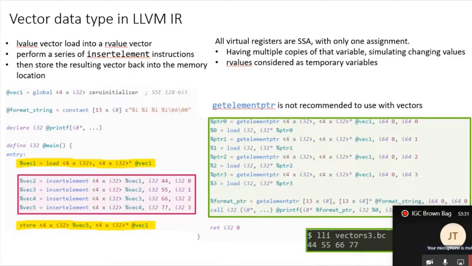Now, suppose we have a zero initialized vector in the global memory location, and we want to store elements into it. Now the question is how to modify the contents of this @vec1 without using getElementPointer and store on individual elements. This is the code on the left side. Since we cannot modify the L value vector in the memory location directly, we have to load that entire vector into a virtual register for working on it. Then we use the insert element instruction.